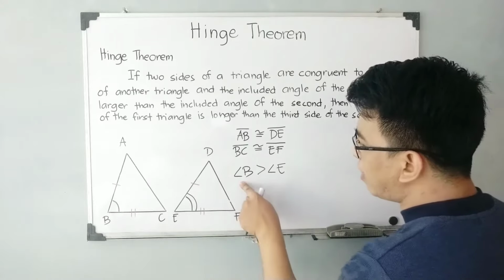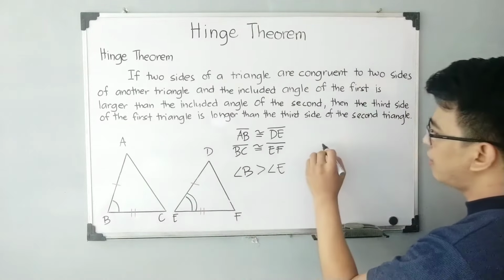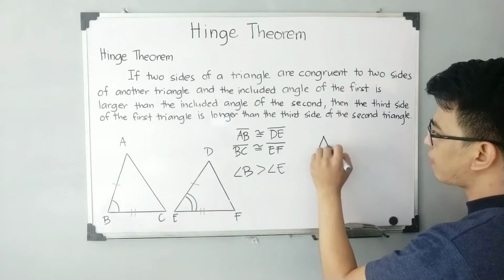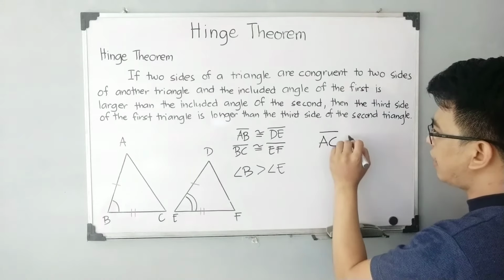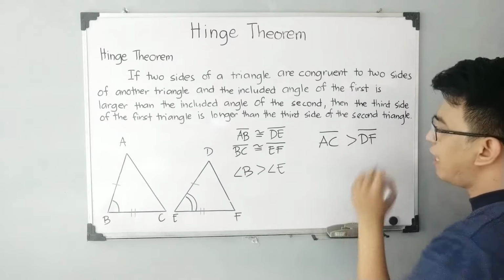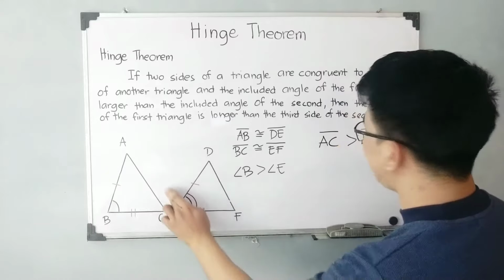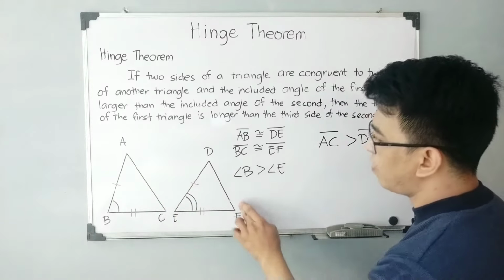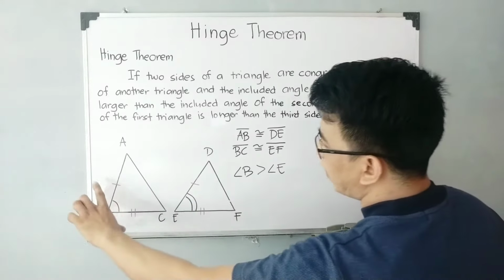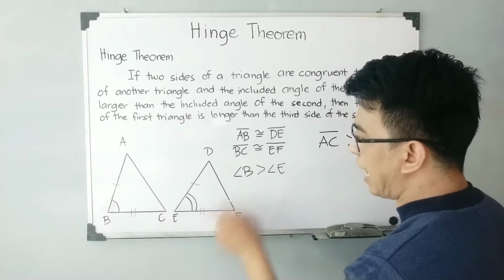Therefore, since angle B is greater than angle E, we can say that side AC is greater than side DF. Again, let me repeat, bakit po mas mahaba ito, itong AC natin, compared kay DF? Una, congruent yung dalawang sides nila. Pangalawa, yung angle B natin is larger than angle E.